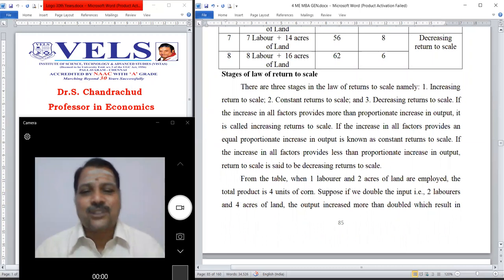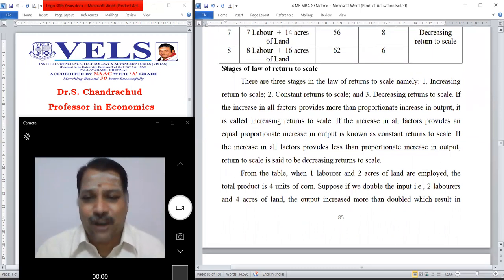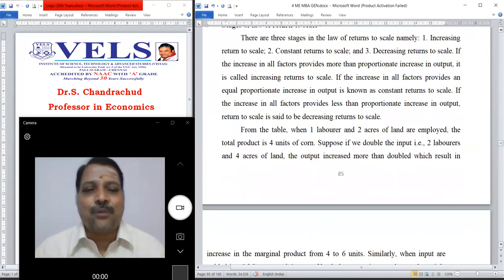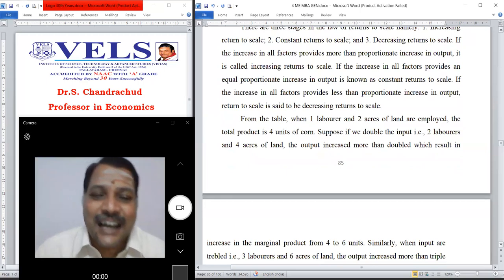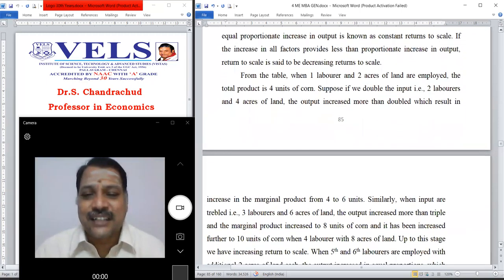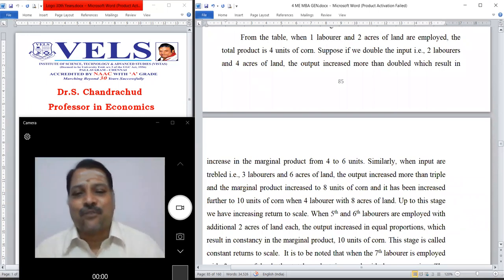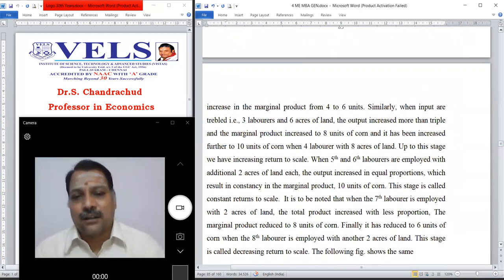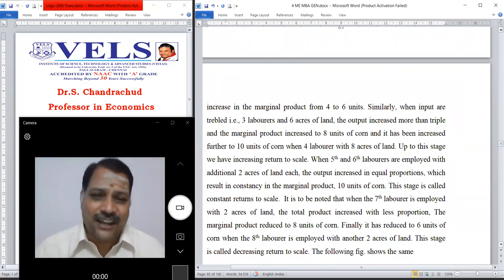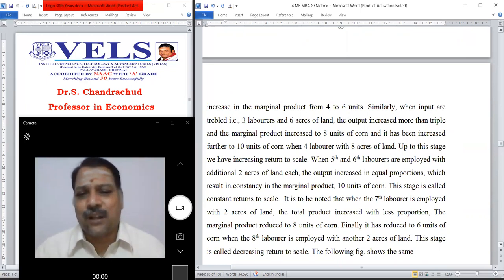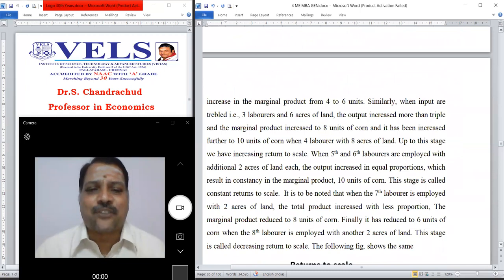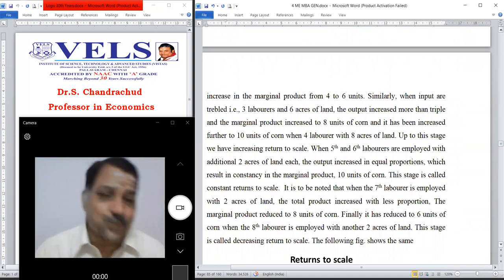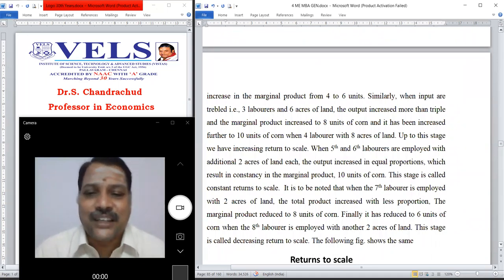Table 1 shows that when 1 laborer and 2 acres of land are employed, the total product is 4 units of corn. Suppose we double the input, 2 laborers with 4 acres, it is an increase of more than double, which results in an increase in marginal product from 4 units to 6 units. Similarly, when inputs are tripled, 3 laborers with 6 acres of land, the output increases more than triple, and the marginal product increases to 8 units of corn, and it increases further to 10 units of corn when 4 laborers and 8 acres of land are used. Up to this stage, we have increasing returns to scale.